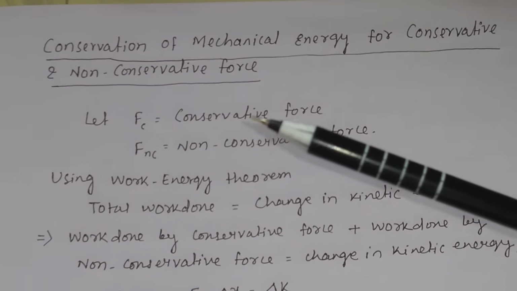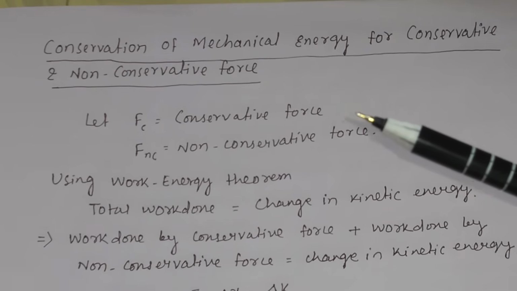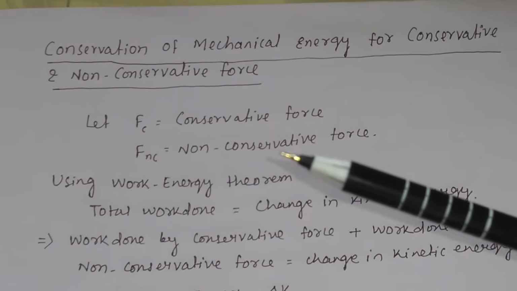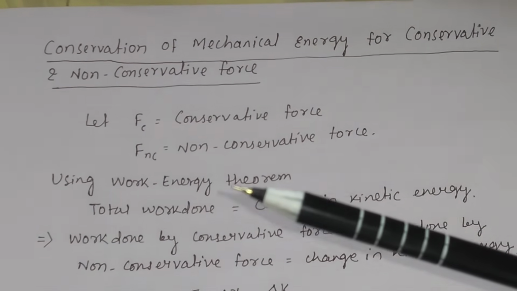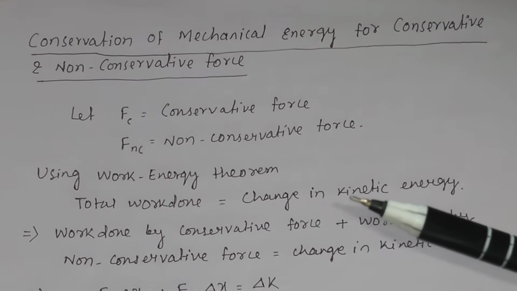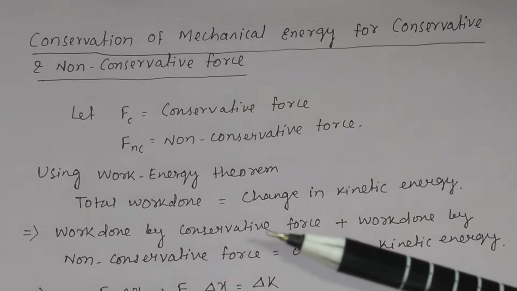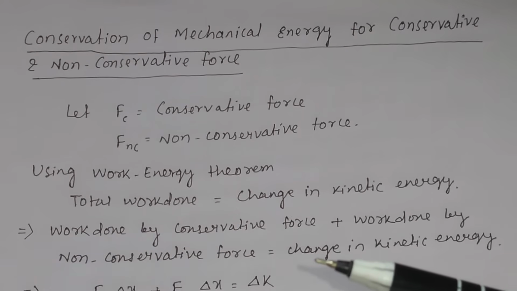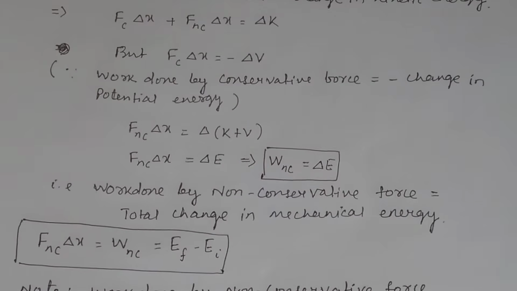Suppose Fc is the conservative force, like your spring force or your gravitational force, which are conservative, and suppose Fnc is the non-conservative force, that is your frictional force. And you can use the work energy theorem, that is, the total work done is equal to the change in kinetic energy. Total work done here means the work done by the conservative force plus the work done by the non-conservative force, which will be equal to the change in kinetic energy.